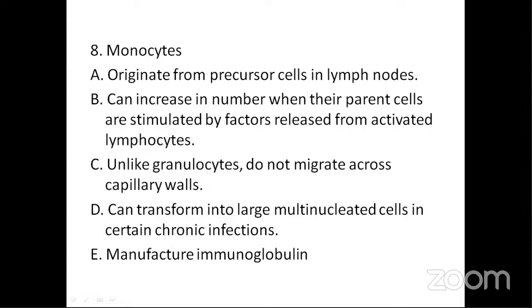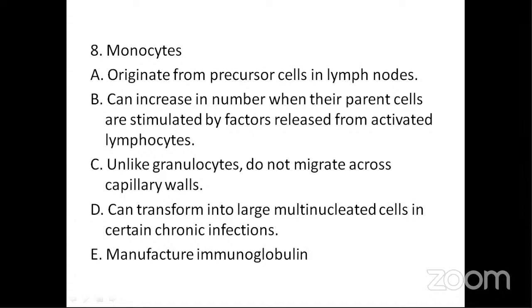Coming to the answers. First option, it is A, that is, monocytes originate from precursor cells in lymph nodes. It is false because they originate from stem cells in the bone marrow.